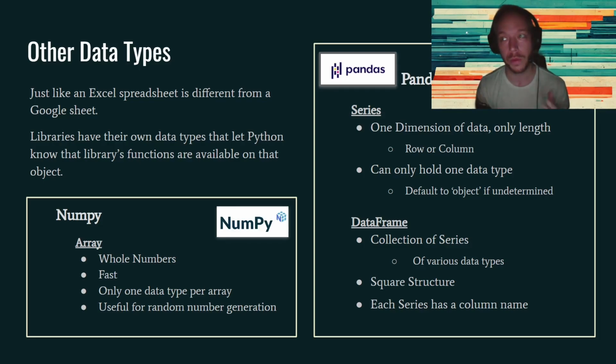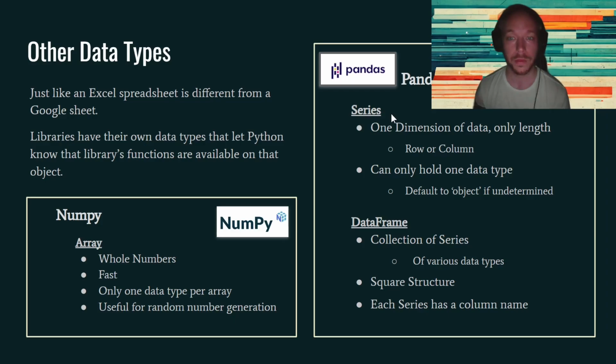They can only hold one data type per array. That's one of the downsides and why in data science we almost always, at least for the bulk of our data, use pandas. Okay? But NumPy is very useful for mathematical calculations. It's also useful in random number generation. Okay?